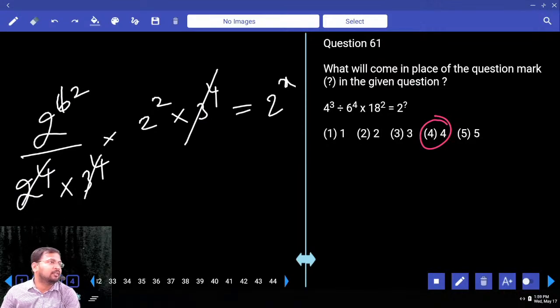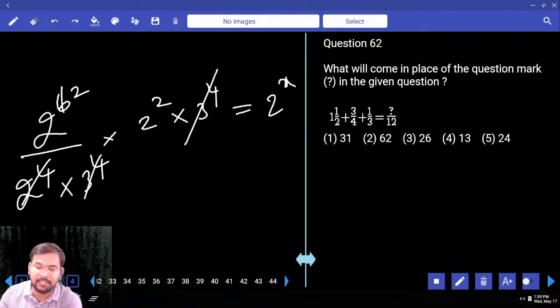Are you clear, na? On the RHS side it is 2 power something. The remaining values you have to convert into 2 power something. Then only it is possible. That is the keyword for us. Next one. Are you ready?